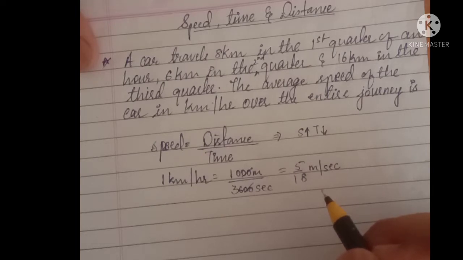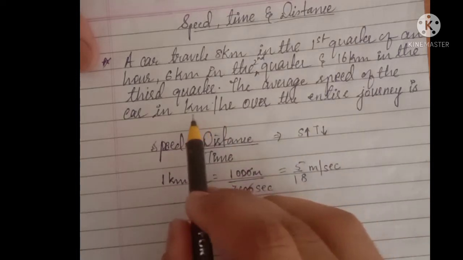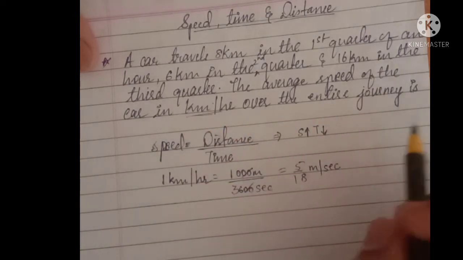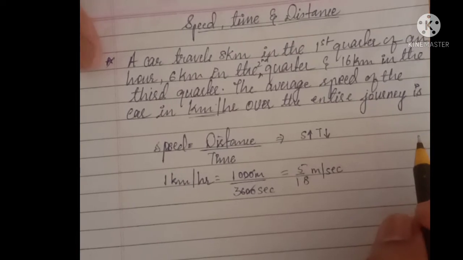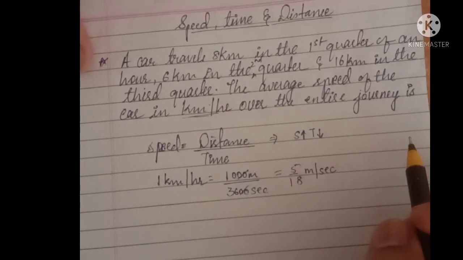A car travels 8 km in the first quarter of an hour. First quarter of an hour means 1/4 of an hour. 6 km in the second quarter of an hour, 16 km in the third quarter of an hour. Then find the average speed of the car in kilometers per hour. The question asks in kilometers per hour, so no need to convert anything, the dimension will remain the same. Kilometer will remain kilometer, hour will remain hour. It will not change to seconds.